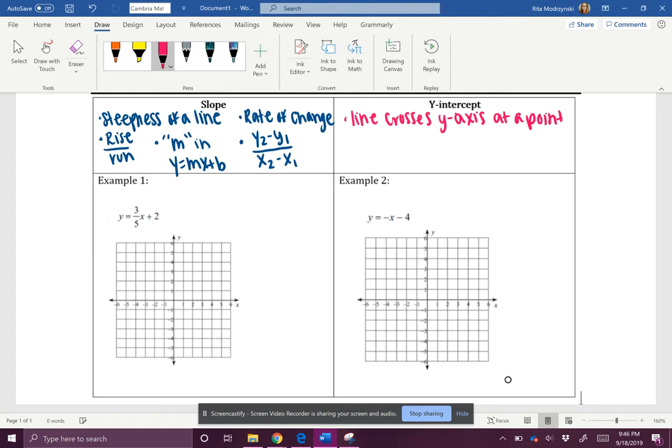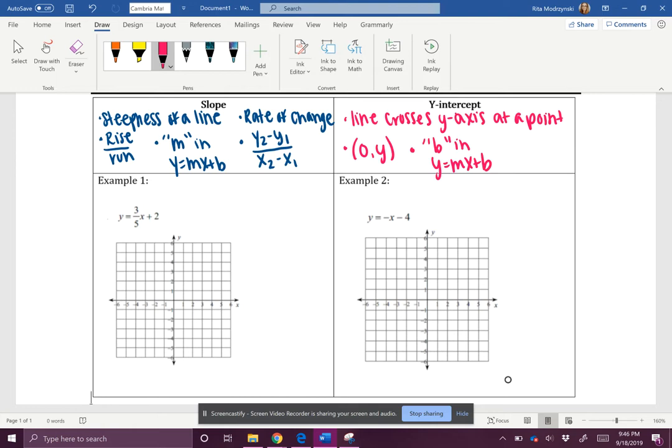No matter what we write, we need to make sure that our final answer, when we say our y-intercept, is written as 0, comma, whatever that y value is. We also know that our y-intercept is our b value in the equation y equals mx plus b.